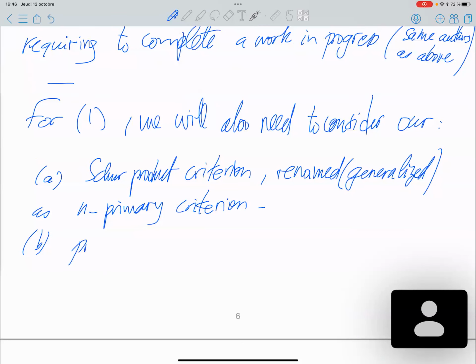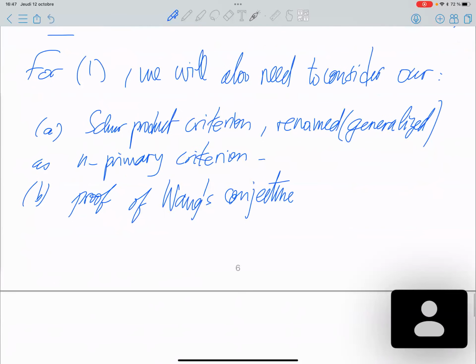So next is our proof of Wang's conjecture about Frobenius-Schur indicator. This is in the paper we cover.